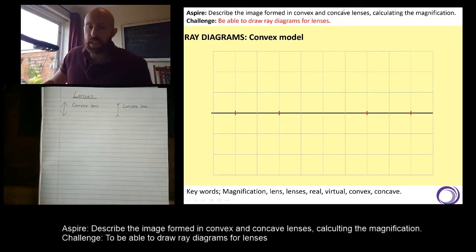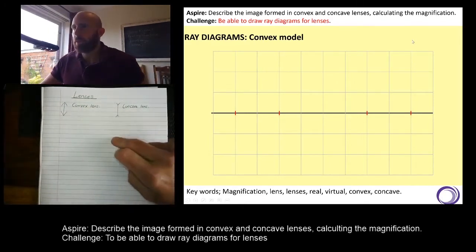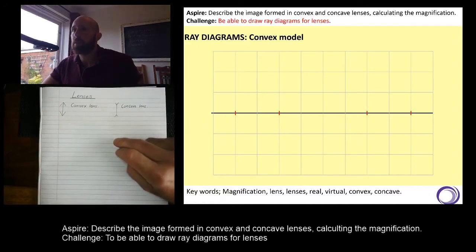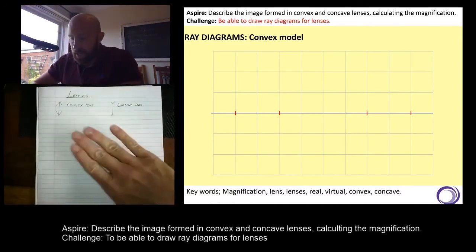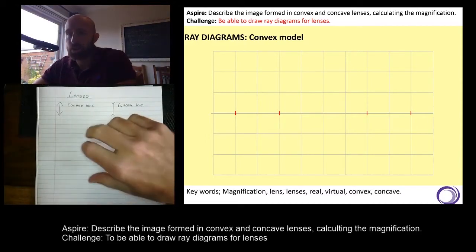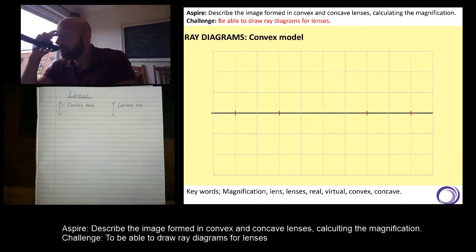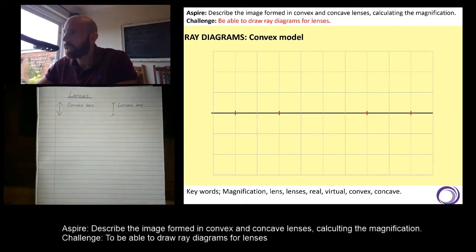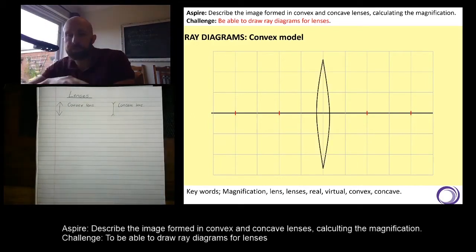So let's have a model. This is the reason why I've got my visualizer out for this lesson and why it's so important and why this lesson won't work unless you see me drawing this, because you need to draw these too. So a convex, so it's a convex lens. So we're going to start with a convex lens. Now this model has drawn the full lens.